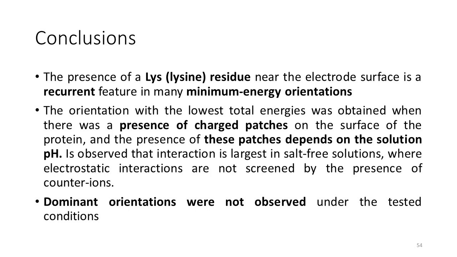And maybe that could explain why it is difficult to obtain hydrogen production in real life in the laboratory. When you try to extract protein and cover the electrode, in all the articles that I have read, they report a very low production of hydrogen. Maybe the reason is that most of the proteins are absorbed in an orientation that doesn't favor the transfer of electrons and doesn't favor the catalytic activity.